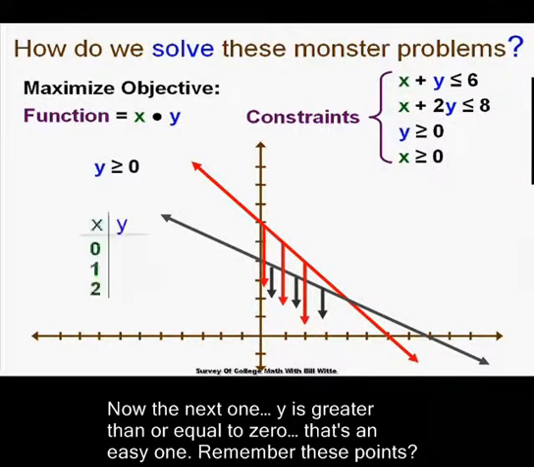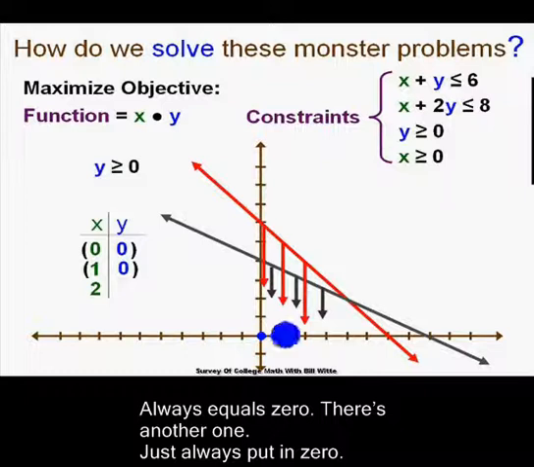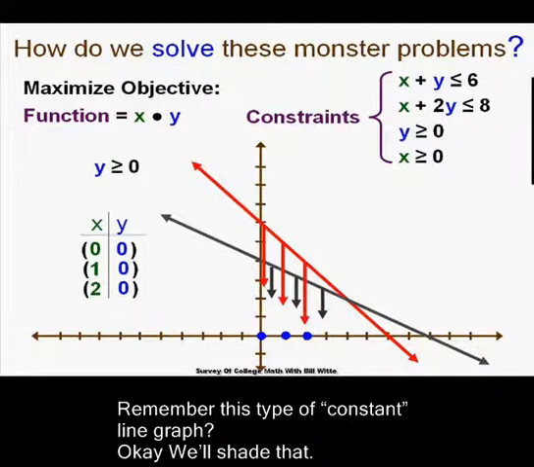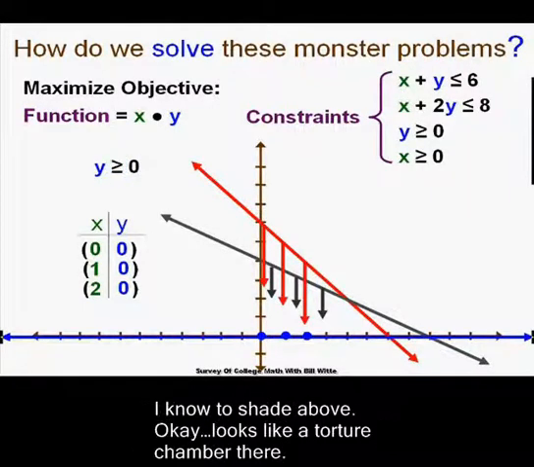That's an easy one. I'm going to use, remember these points? That's the one where y always equals 0. Always equals 0. There's one point. Always equals 0. There's another one. Just always put in 0. Remember this one? For y now. Okay, and we'll shade that. Let's see, it's going to be a solid line, and since y is greater, and it is solid for y, I know to shade above. Oh, looks like a torture chamber there.